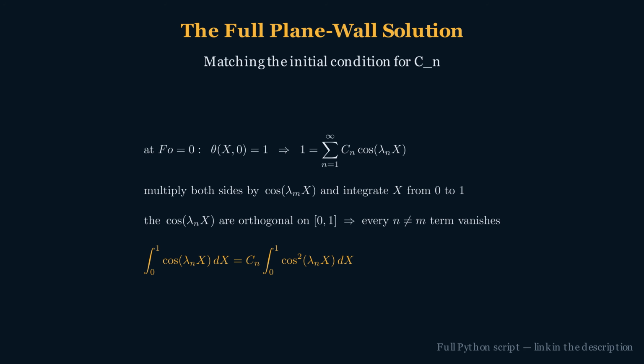The initial condition says the wall starts at a uniform temperature, theta equals 1 everywhere at Fo equals 0. Multiply both sides by cosine of lambda m X and integrate across the wall. Because these eigenfunctions are orthogonal, a standard Sturm-Liouville result for this kind of boundary value problem, every term in the infinite sum integrates to 0 except the one where n equals m, leaving a single clean equation for Cn.